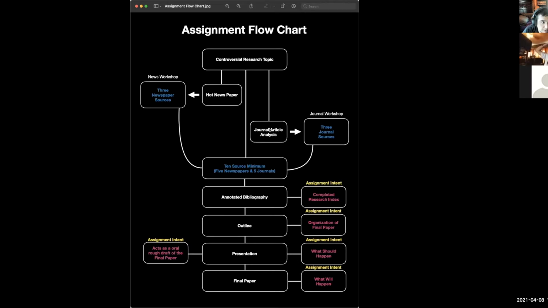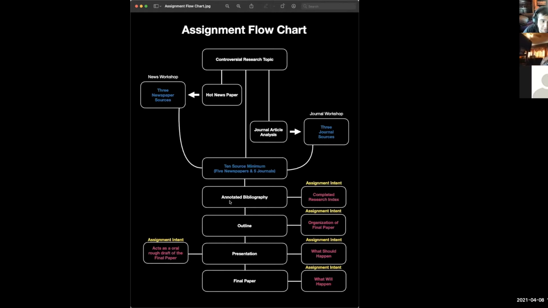Then you also did a journal article analysis that is getting turned in by Sunday. And you looked up 3 journal sources on the minimum. So those are also banked into this 10 source minimum, 5 newspapers and 5 journal articles. So what does this mean?